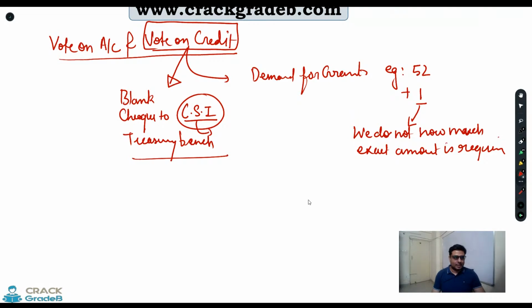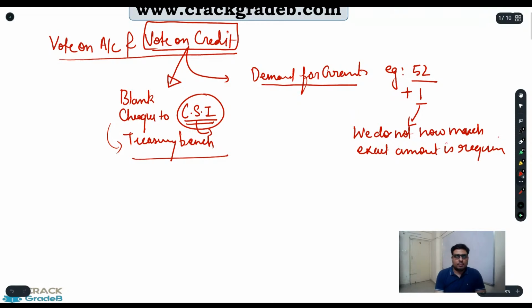Okay, fine. So I was telling you, in the demand for grants, for example, we have 52 entries and we want to add one more, and for that we don't know exactly how much amount is required. So we go for vote on credit. Under the vote on credit, we just ask the parliament to allow us to withdraw money from the Consolidated Fund of India, and in this way we get the permission to withdraw any amount which is required. That is why it is known as blank check to treasury bench.